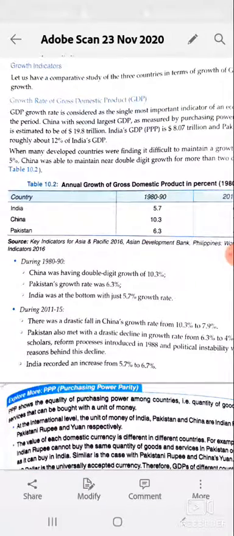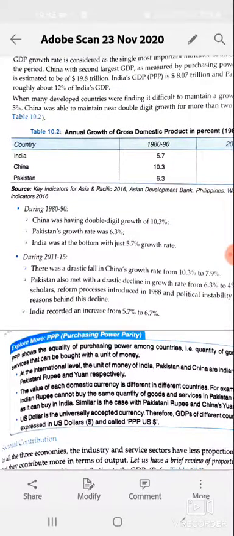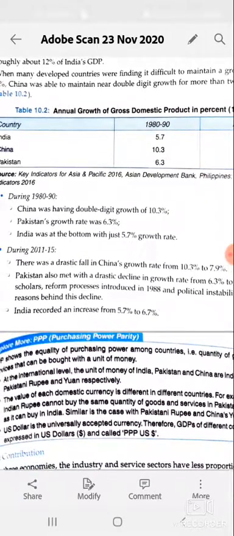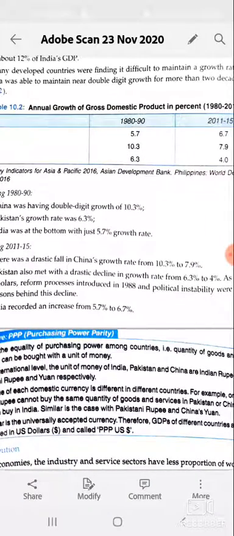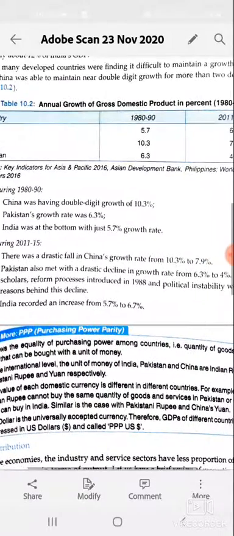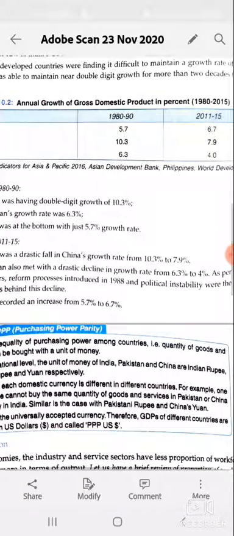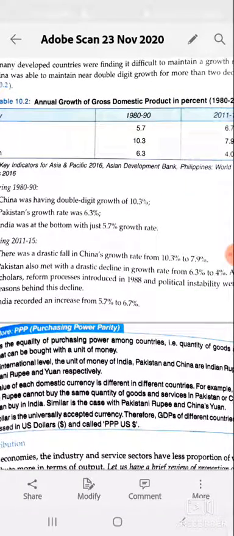China was having double digit growth during the 80s and 90s. Pakistan's growth rate was 6.3, better than us. We are talking about 1980 and 90, and India was at the bottom. During 2011 to 15, there was a drastic fall in China's growth rate from 10.3% to 7.9. Pakistan also met with a drastic decline in growth rate from 6.3 to 4%, but India is able to achieve a growth rate more than that.